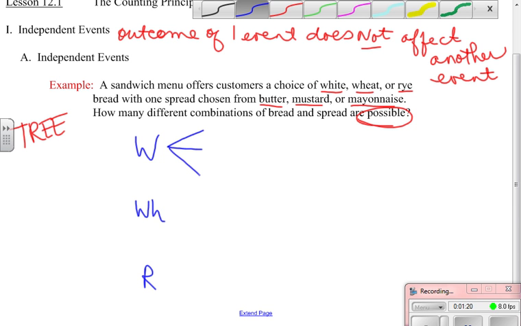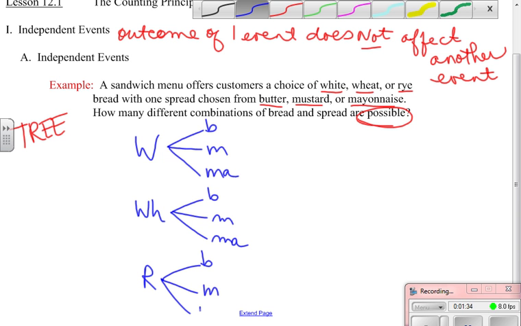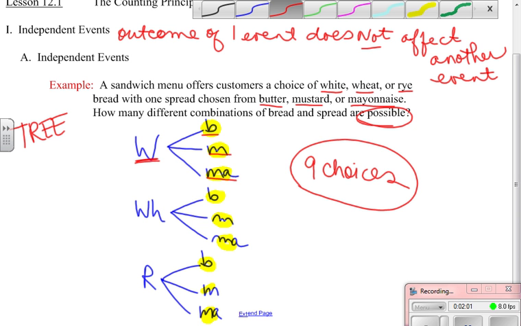So if I pick white bread, then I have my choices of butter, mustard, or mayo. If I choose wheat, I still have those same three choices, and if I choose rye, I still have those same three choices. And if you count up what happens at each of these ends, you see that we really have 9 choices. I could have white with butter, white with mustard, white with mayo. Same down the line with wheat and rye. So there are really 9 choices when you count them up.